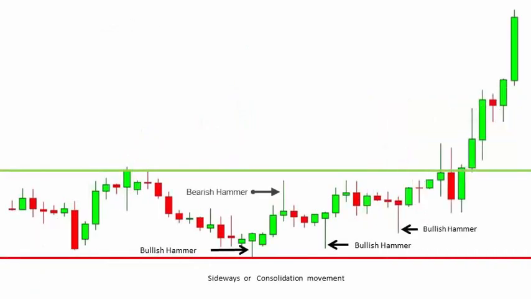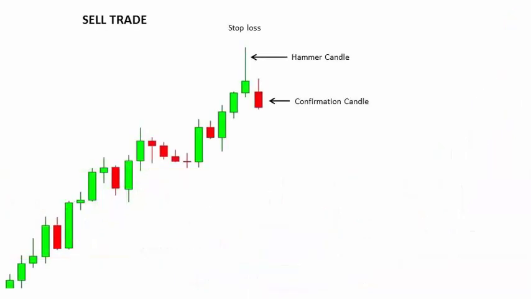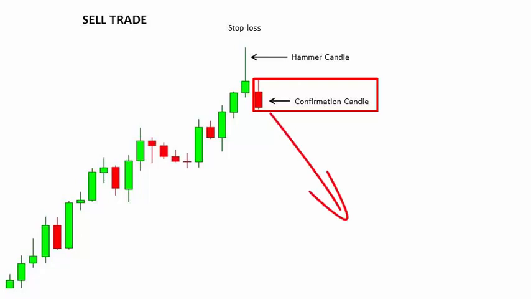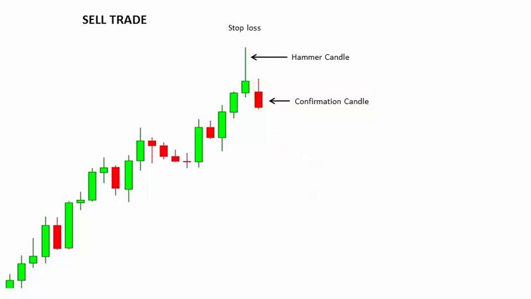A hammer candle, bearish or bullish, in a sideways movement, also called a consolidation market, has little to no significance. Trading a bearish hammer candle formation, the stop loss should go right at the high point of your hammer. The more conservative trader will wait for a confirmation candle. The confirmation candle is the candle immediately following your hammer candle, and for a sell trade, the confirmation candle should be red. Your entry point will be at the close of the confirmation candle.